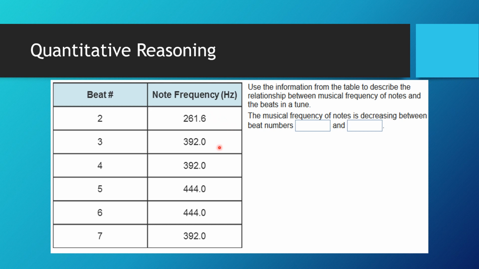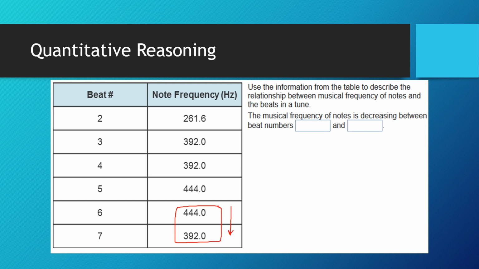261.6, 392.0, that's an increase. And then between these two rows right here, it stays the same. These two rows, it increases. These two rows, it stays the same. And then the last two rows of the table, I am noticing that I go from 444 down to 392. That is a decrease. This is what I want, is a decrease.